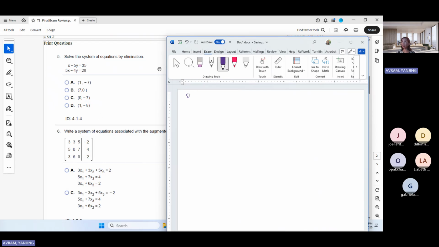So what is the elimination? That means I have x minus 5y equal to 35, and 5x minus 4y equal to 28. So the elimination, that means you will create like a 3x and something, and then in the second one you're going to have a negative 3x, right? So you eliminate x. So x and x are going to be canceled out. The exact opposites will be canceled out.